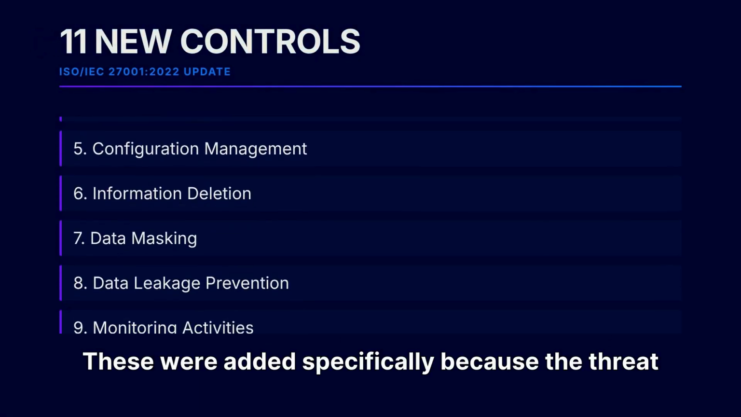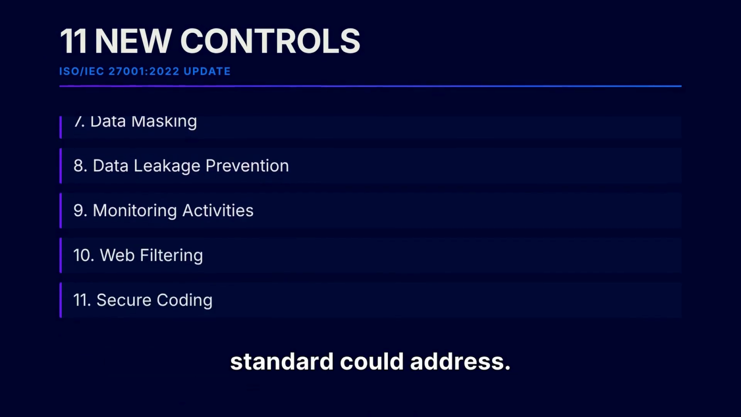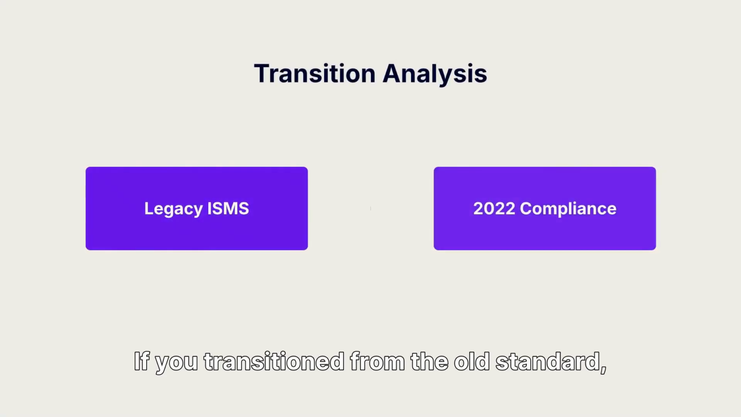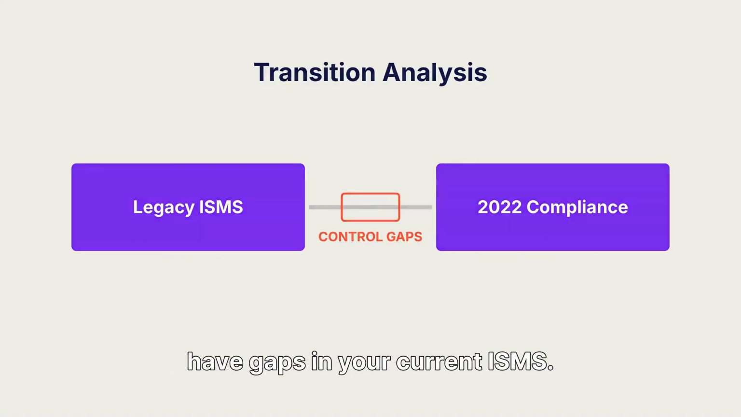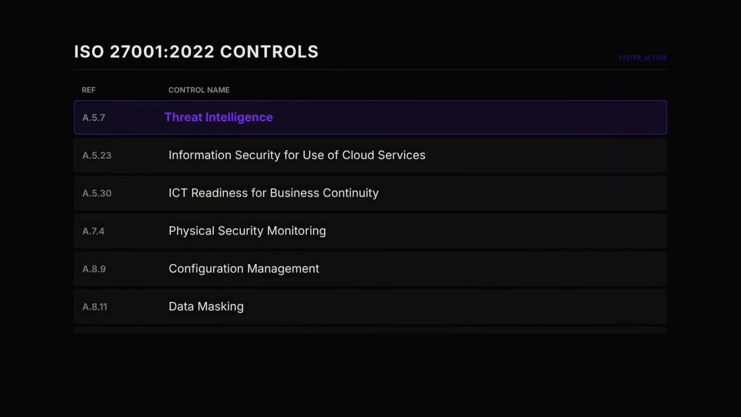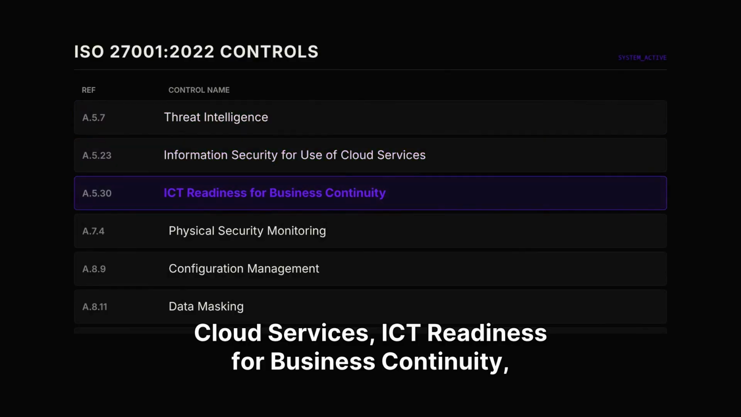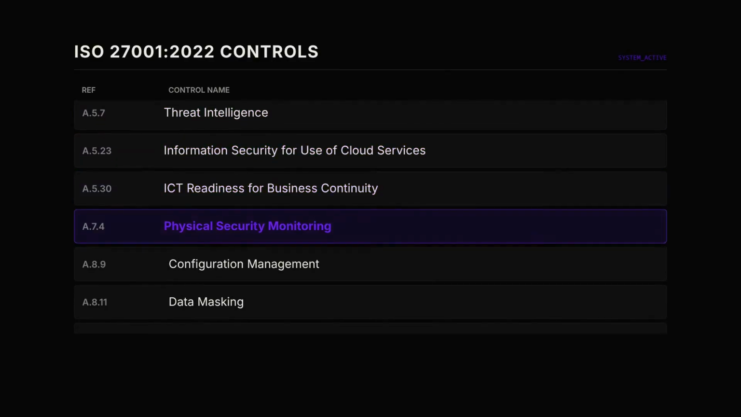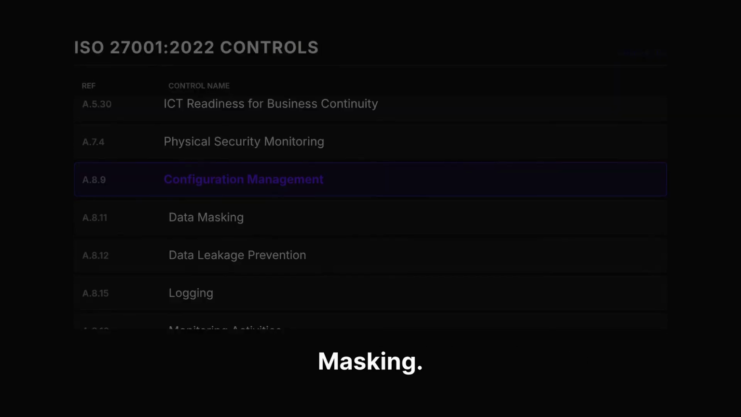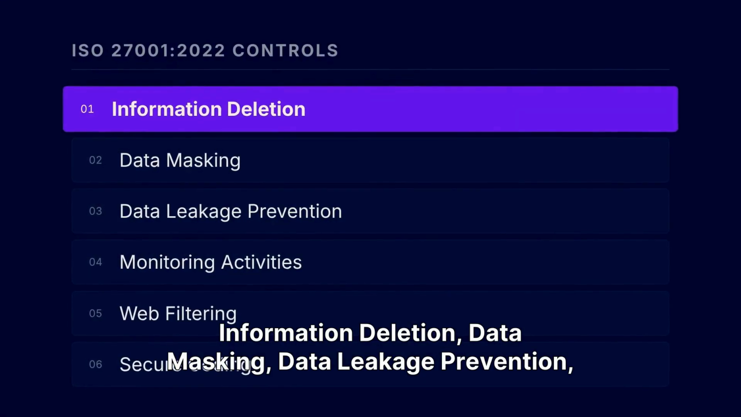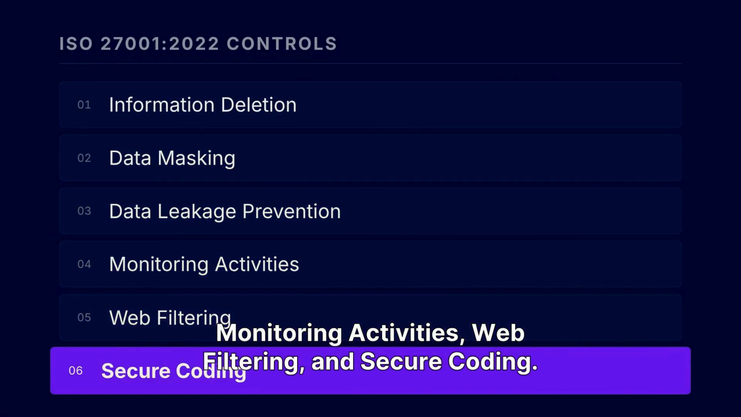These were added specifically because the threat landscape had evolved beyond what the 2013 standard could address. If you transition from the old standard, these are the controls most likely to have gaps in your current ISMS. The full list of new controls is threat intelligence, information security for use of cloud services, ICT readiness for business continuity, physical security monitoring, configuration management, and data masking. Information deletion, data masking, data leakage prevention, monitoring activities, web filtering, and secure coding.